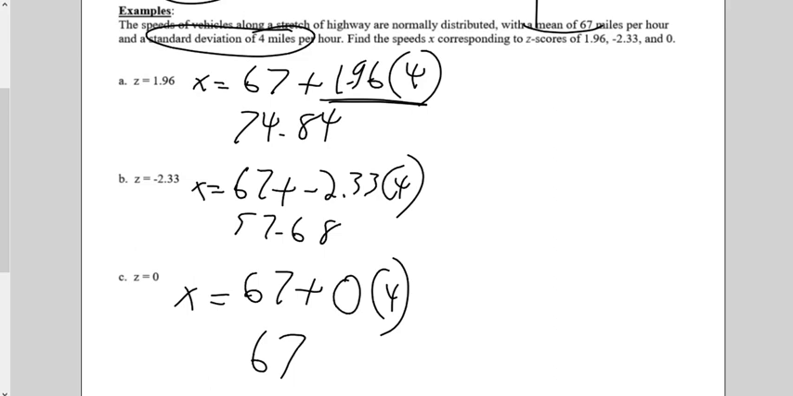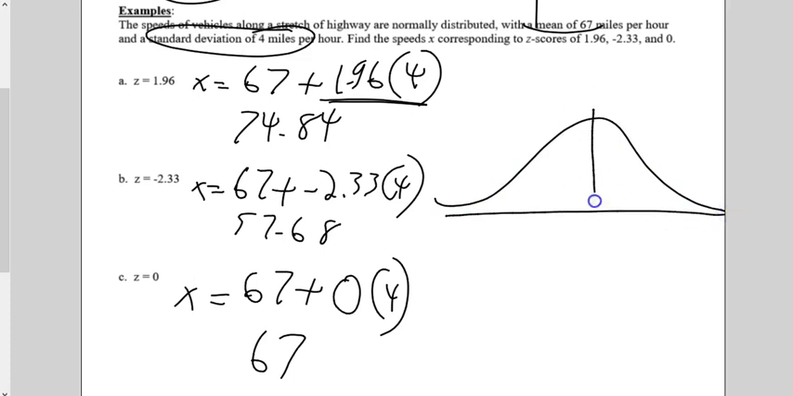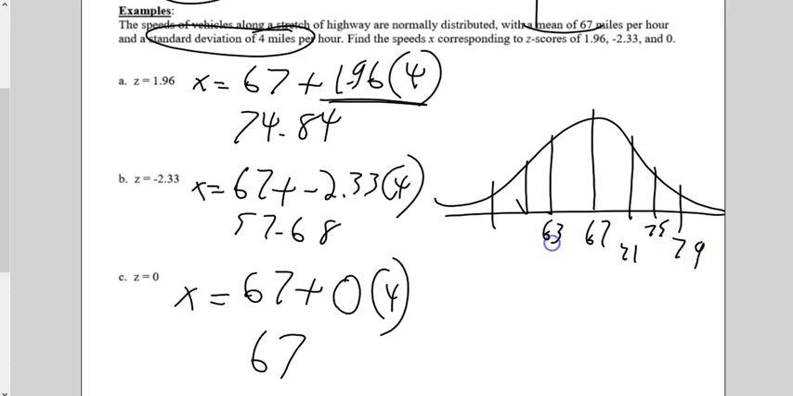Now, let's real quickly look at this. I want you to sketch this real quick. It won't take very long. Here's our mean at 67. And then we have our three numbers this way, three numbers this way, and we're going to have 71, 75, 79, and 63, 59, and 54.